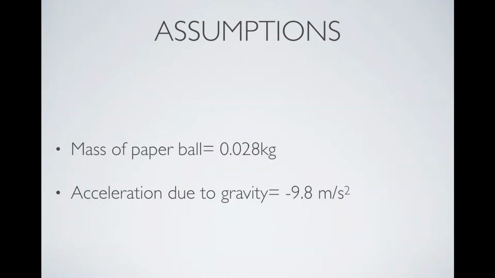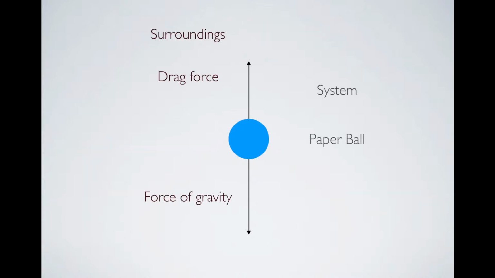Two very important values that we'll be inputting into some of the equations that you'll see later on are the mass of the paper ball, which comes out to be 0.028 kilograms, and the acceleration due to gravity, which is negative 9.8 meters per second squared. Similarly, it'll be quite important to identify our system versus our surroundings. In this particular experiment, we're identifying the paper ball as the system, and the force of gravity, as well as the drag force, as the surroundings.